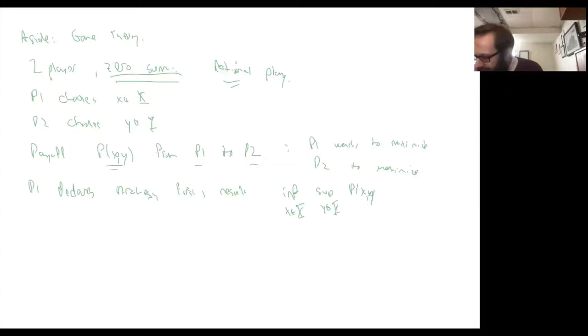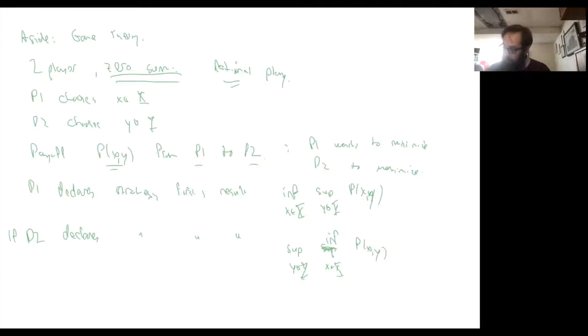And if player two declares their strategy first, the result is going to be, so player two wants to maximize, but player one gets to react to player two's strategy. Oh, sorry, player one is trying to minimize. And the result will be this one. And it's always true that this is going to be a better outcome for player one. And this is going to be a better outcome for player two.